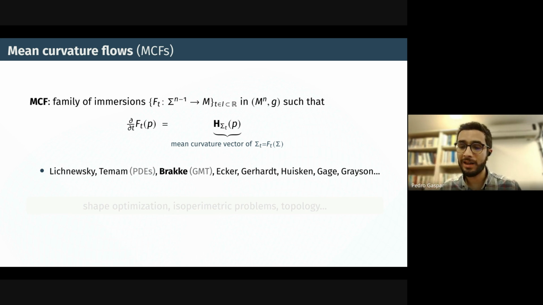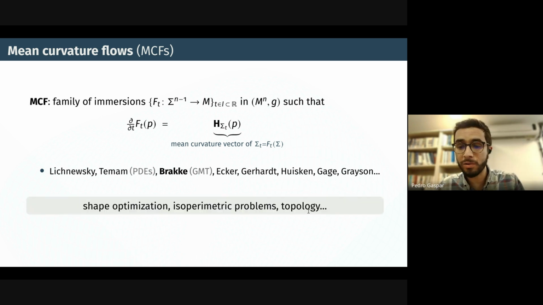It's kind of funny that this flow actually started with ideas from PDEs. The first two names, Lichnewsky and Temam, introduced this flow as a parabolic version of the minimal surface equation. And then back in the late 70s, Kenneth Brakke introduced a monumental set of techniques to study this flow using tools from geometric measure theory. I think this is very impressive because this is during a time when some tools of geometric measure theory were still being developed. But from there on, the problem became popular among geometers and analysts. Here are some names that made very important contributions to the study of this flow.